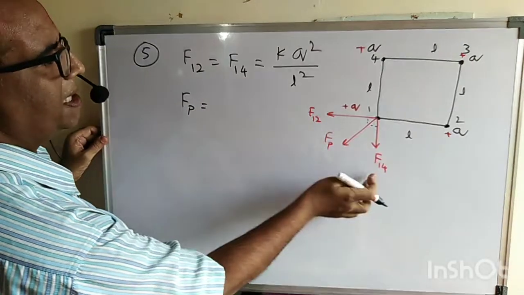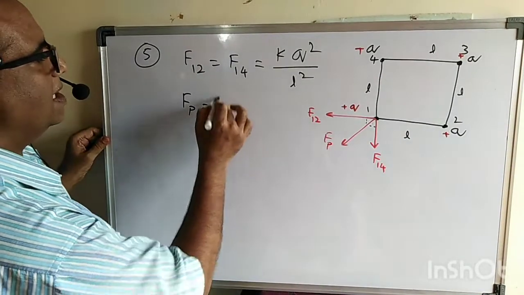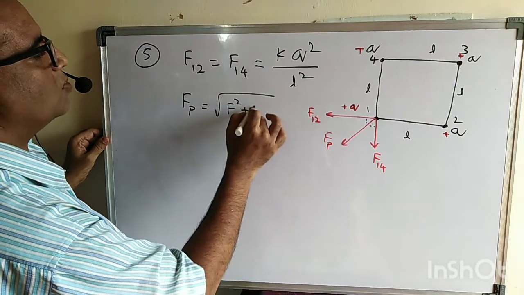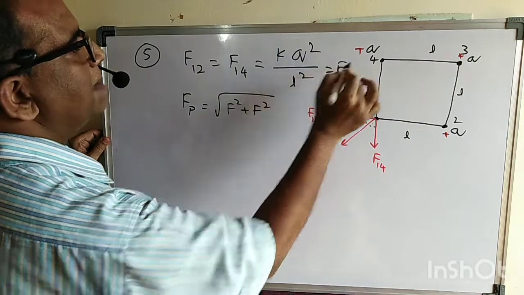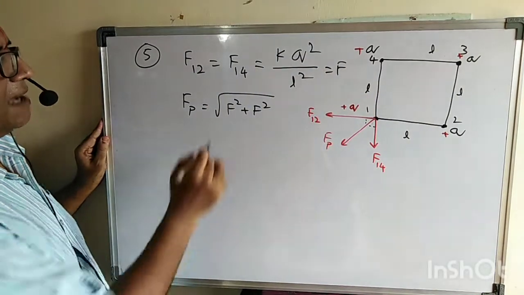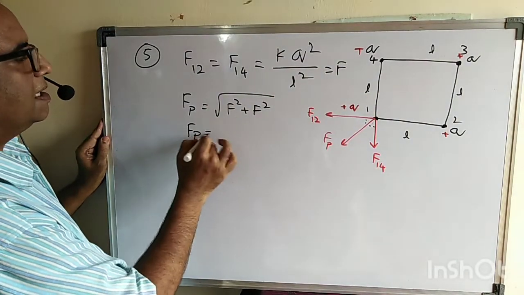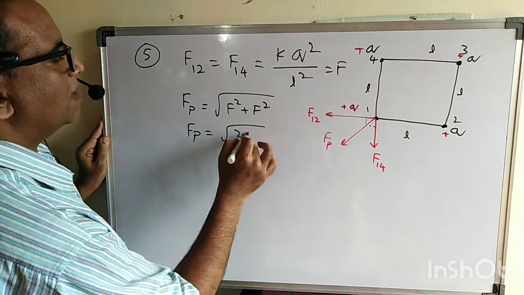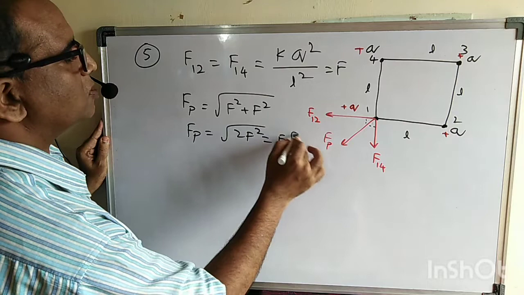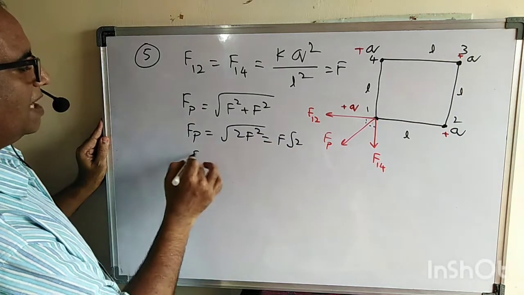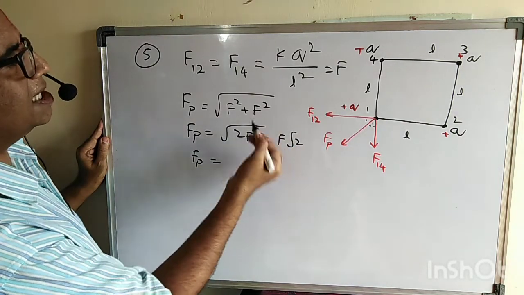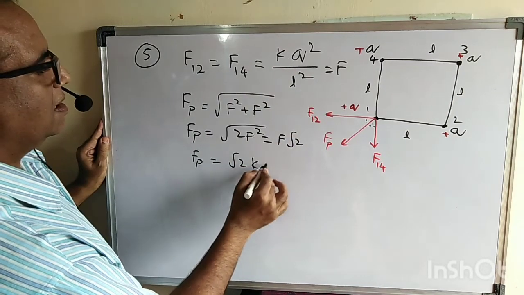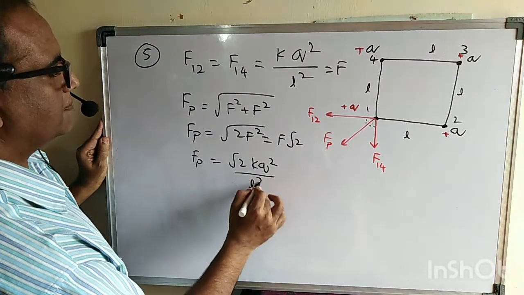See the resultant of these two. Both are perpendicular, both are the same. Let us call each F. F square plus F square will be how much here? It is nothing but 2F square. It is nothing but F root 2. Therefore FP is equal to how much? The resultant force here is root 2 times F. What is F here? KQ square by L square.